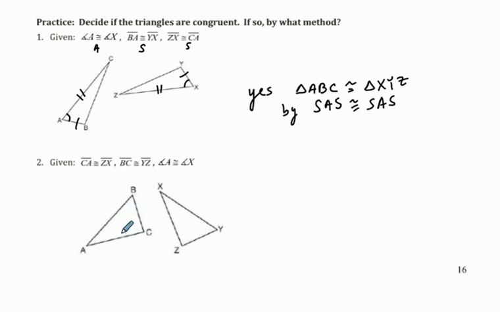In the second example, CA is congruent to ZX, BC is congruent to YZ, and angle A is congruent to angle X. Again, we're given two pairs of congruent sides and a pair of congruent angles. However, this isn't side-angle-side, because the pair of angles that are congruent is not found between the pair of congruent sides. So, based on the abbreviation angle-side-side, or side-side-angle, the only way these two triangles would be congruent is if this is a right triangle and I could use hypotenuse-leg. In this case, it's not, so we do not have enough information to prove the triangles are congruent.